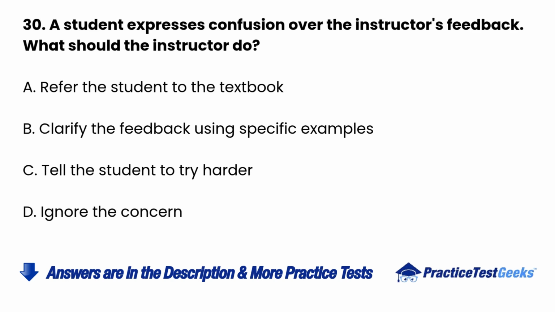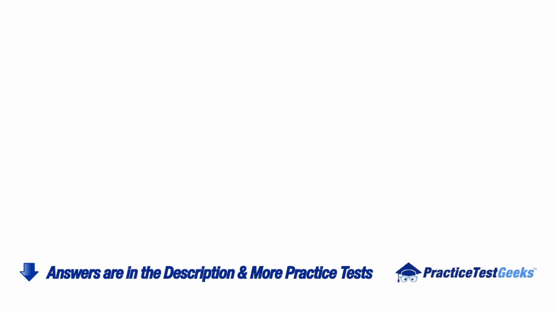30. A student expresses confusion over the instructor's feedback. What should the instructor do? A. Refer the student to the textbook. B. Clarify the feedback using specific examples. C. Tell the student to try harder. D. Ignore the concern.